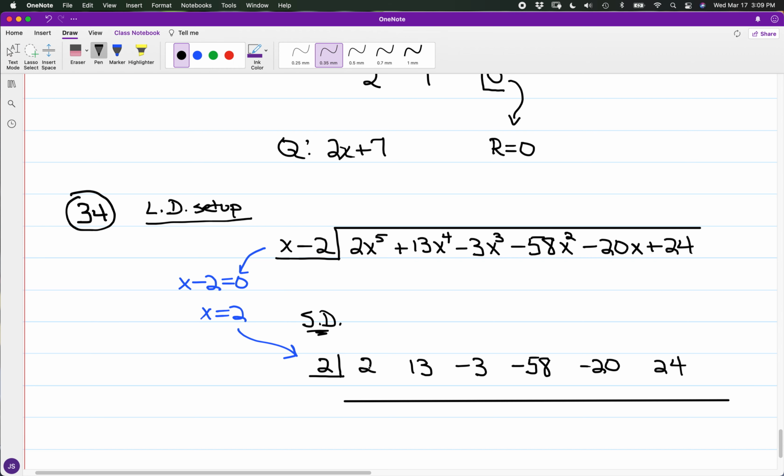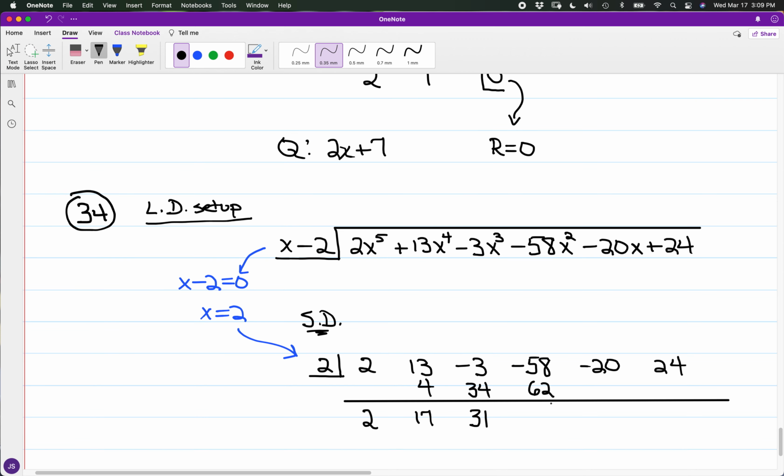Okay, so again, the leading coefficient is 2, so this will be brought down. Then we have 2 times 2 is 4. Then, initiating the addition, we have 13 plus 4 is 17. 2 times 17 is 34. Negative 3 plus 34, okay, so this is going to be 31. And next, 2 times 31 is 62.